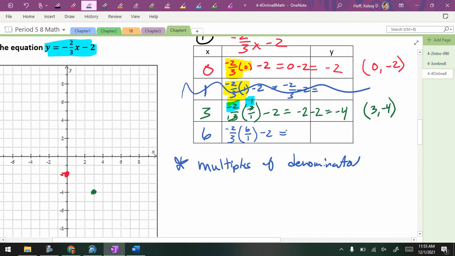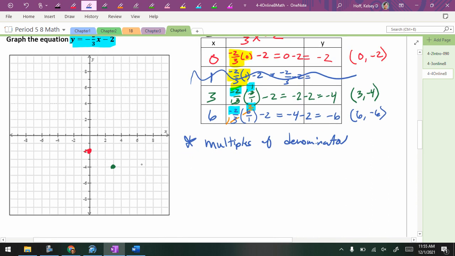When you take negative 2/3 times 6, what happens? 3 becomes a 1, 6 becomes a 2, so then I have to multiply negative 2 times 2, which is negative 4. Minus 2 is negative 6. My point being 6, negative 6.